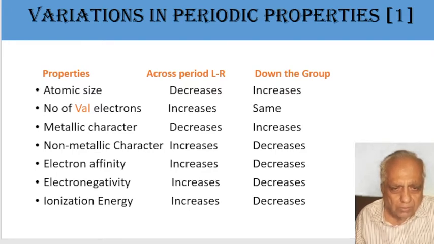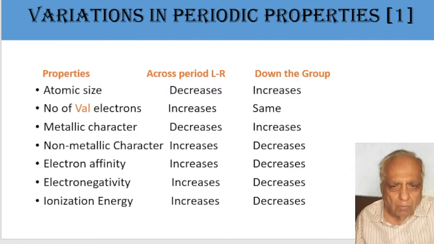Now, first is atomic size. If we are moving from left to right, then as the period number remains the same, the number of shells will remain the same, but as we are moving, our group number will go on increasing, so our nuclear charge increases. As the nuclear charge increases, the radius of the atom will decrease. That's what you can see in the slide.